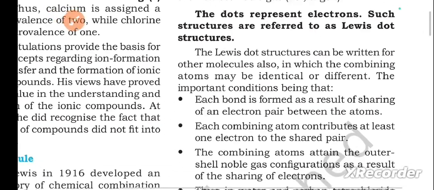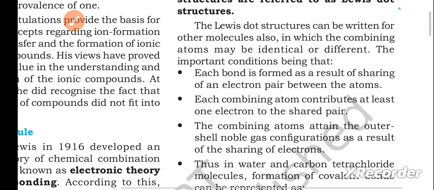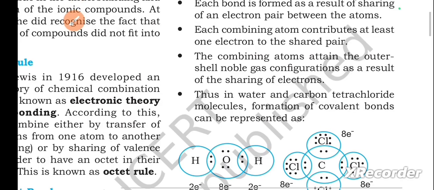The Lewis dot structures can be written for other molecules also, in which the combining atoms may be identical or different. The important conditions being that, first, each bond is formed as a result of sharing of an electron pair between the atoms. Second, each combining atom contributes at least one electron to the shared pair. Third, the combining atoms attain the outer shell noble gas configurations as a result of the sharing of electrons.